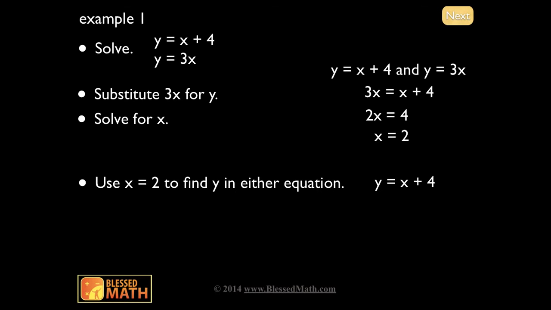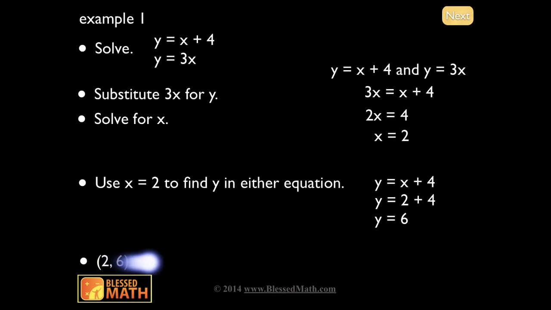Now that I know one of the variables, I'm going to substitute it in to solve for the other variable. Substitute. So y is equal to x plus 4 was one of our equations. Let's put x in now. We know what x is. y is equal to 2 plus 4, 2 plus 4 being 6. So we can say that y is equal to 6.